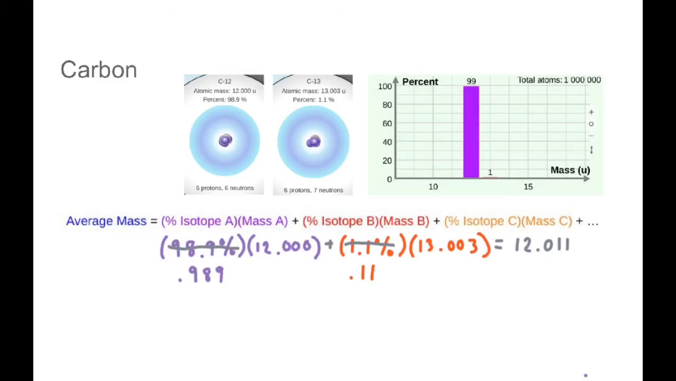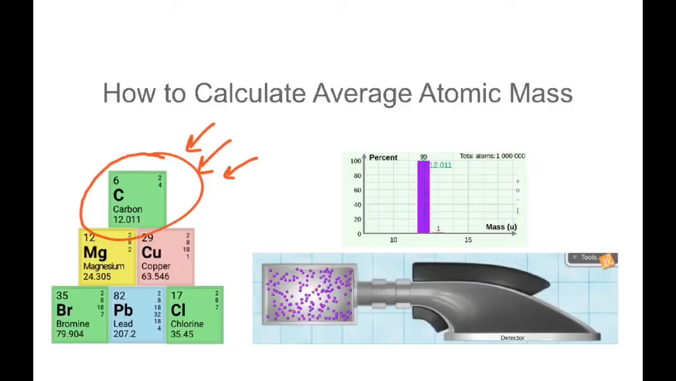When we put into our calculator 0.989 times 12.000 plus 0.011 times 13.003, we get the average atomic mass of carbon, which is 12.011. This matches what we see on the periodic table.